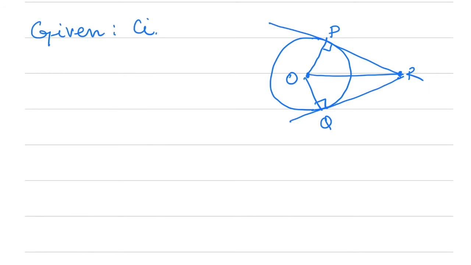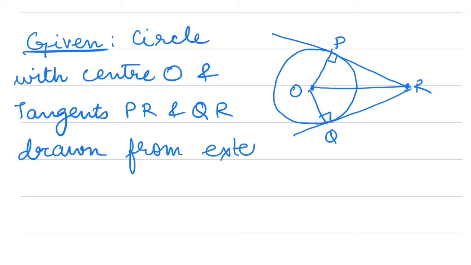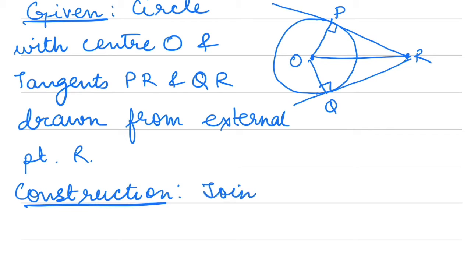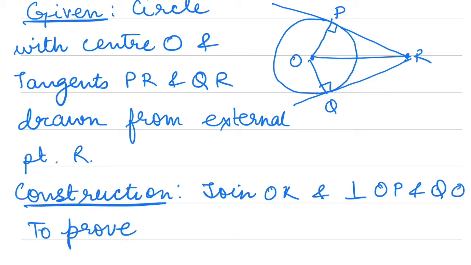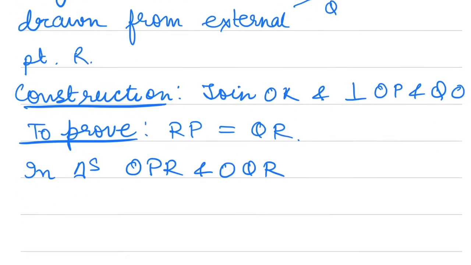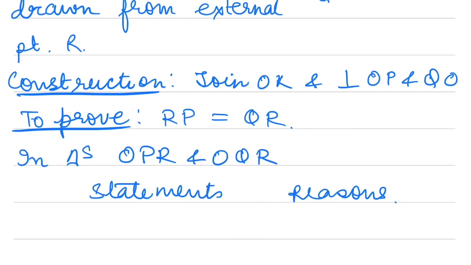We know given a circle with center O and tangents PR and QR drawn from external point R. We have construction here. Join OR and perpendiculars OP and OQ to prove PR is equal to QR. In triangles OPR and OQR, so we have to write down the statements and we have to write down the reasons. So we have OP is equal to OQ, both are radii of same circle.